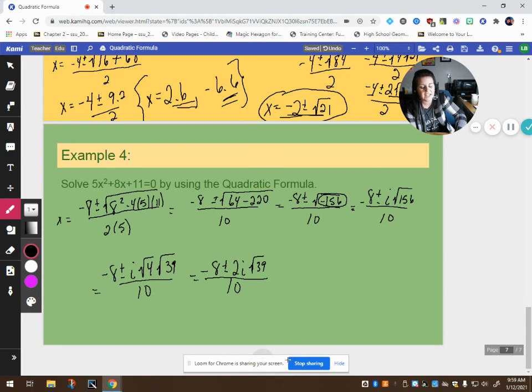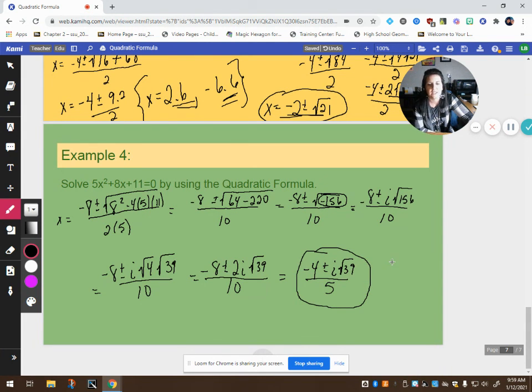This is my exact answer, and I really can't go a whole lot further. I can reduce a little bit. I see that all three of these terms are divisible by 2, so I can do that and get negative 4 plus or minus i square root of 39 over 5, right? 8 divided by 2 is 4, 2 divided by 2 is 1, 10 divided by 2 is 5. So I simplified it, but I can't go any further. I can't round it to the nearest tenth because it is imaginary. So this, friends, is my solution.